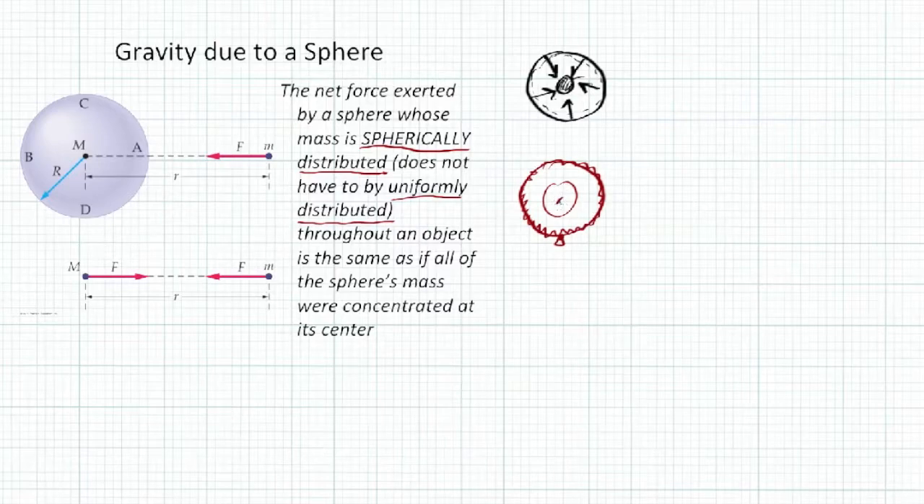So this also can be thought of as a single point mass. That's supposed to be an X right there. A single point mass, this balloon having gravity originating somewhere in the center right there. So that's the point here. Gravity due to a sphere can be thought of as a single point mass.